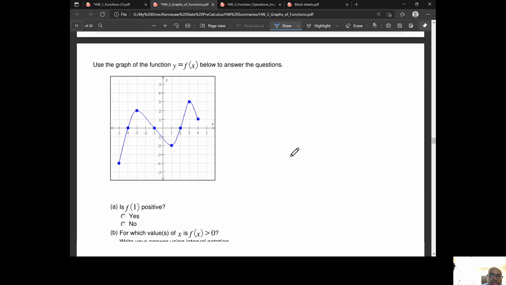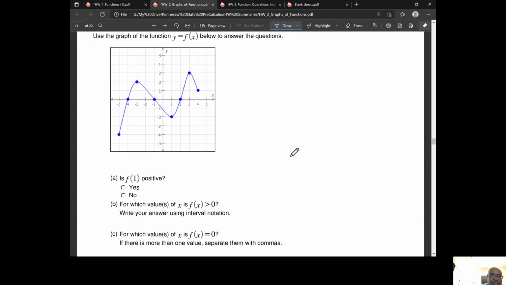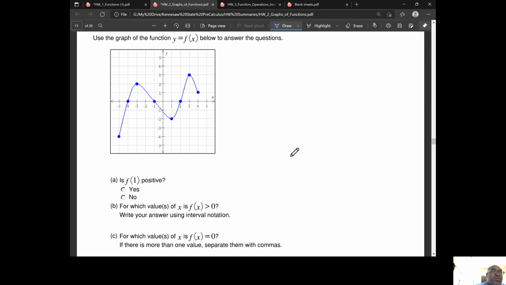All right, 17. Here we go. So is f of 1 positive? This is 1. Is f of 1 positive? Nope. For which values of x is f of x greater than or equal to 0? That means where is it above the x-axis? That is from -4 to -1 union 2 to 4, because it's above the x-axis on those intervals.